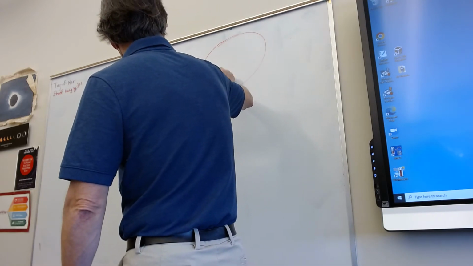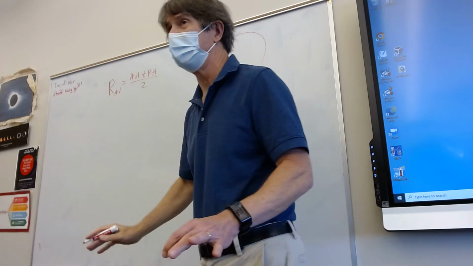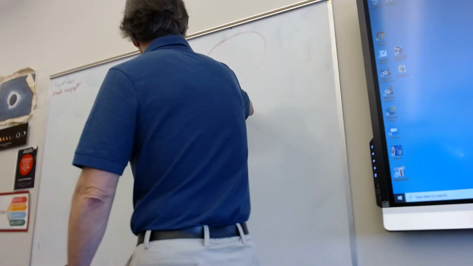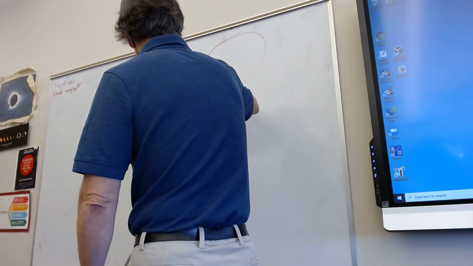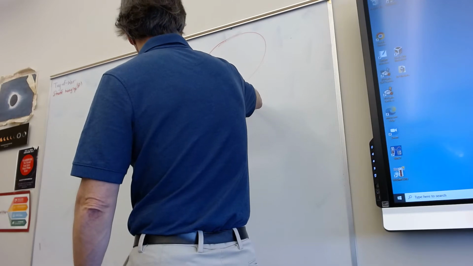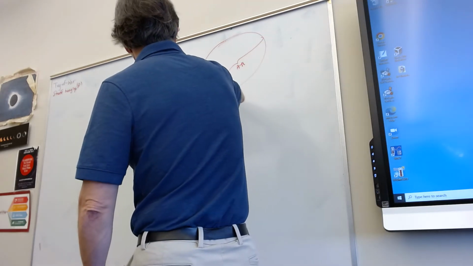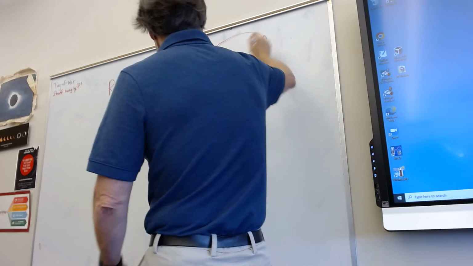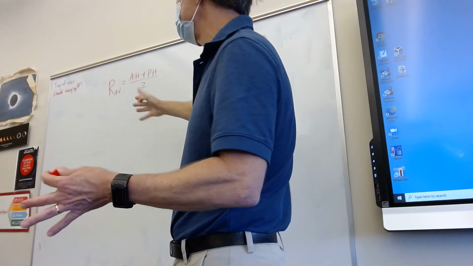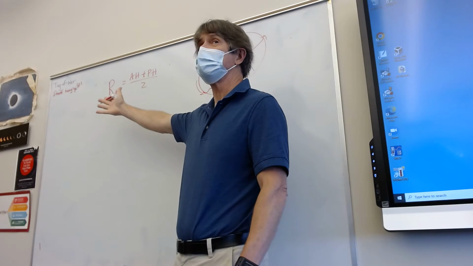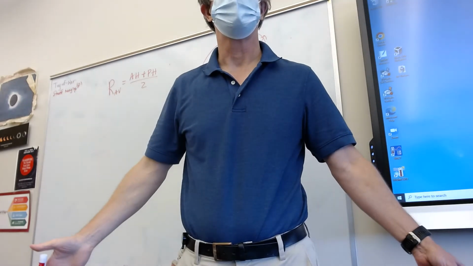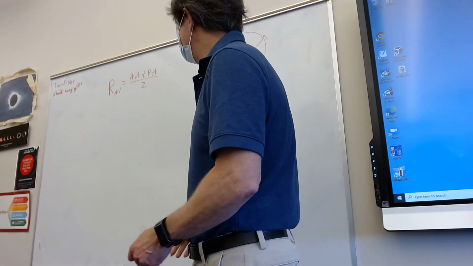I've drawn a rather extremely elliptical orbit, but in this case you can clearly see the closest it ever gets is the perihelion. The furthest it ever gets is the aphelion. The planet goes around like that. The average distance from the sun is simply defined as the average of the closest and the furthest. So that's easy, isn't it?